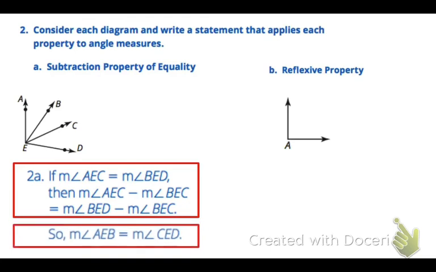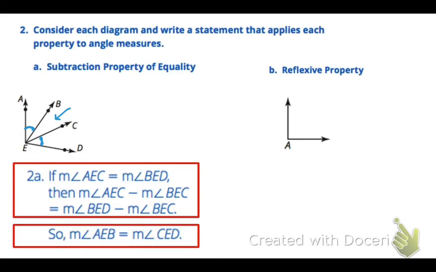this angle AEB. So AEB should be the exact same thing as the measurement of CED, because remember, we subtracted this piece from both of them. So that's the subtraction property of equality.